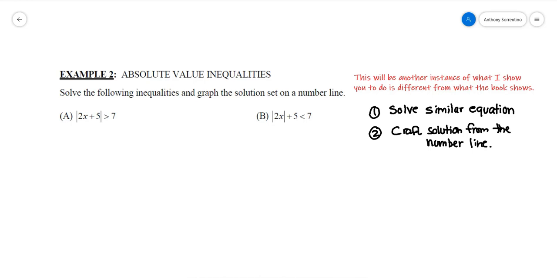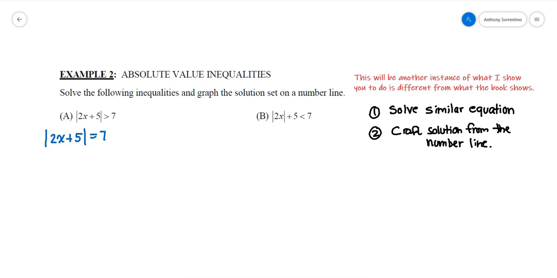So example 2a. I'm going to turn this into a similar absolute value equation. So I'm just going to get rid of the greater than and replace it with an equal to. And I just do what I did above. I'm going to solve this equation. So I have the absolute value of 2x plus 5 equaling 7.